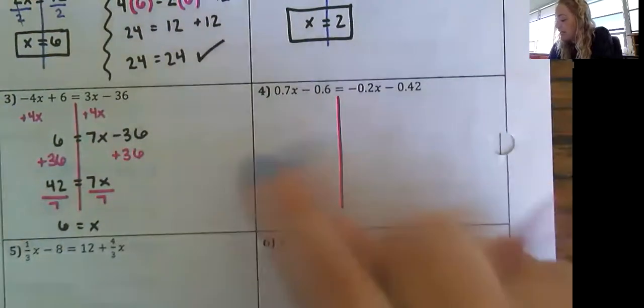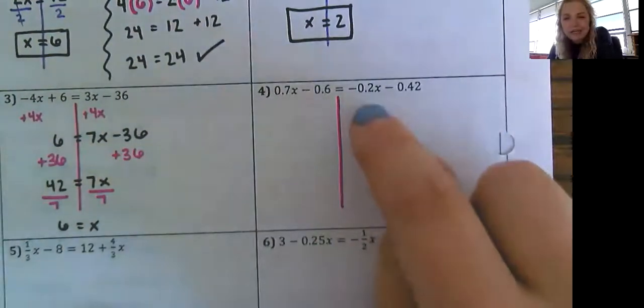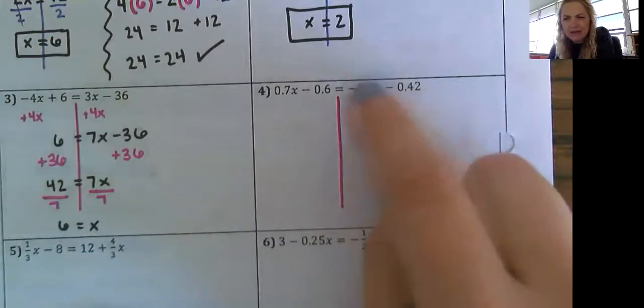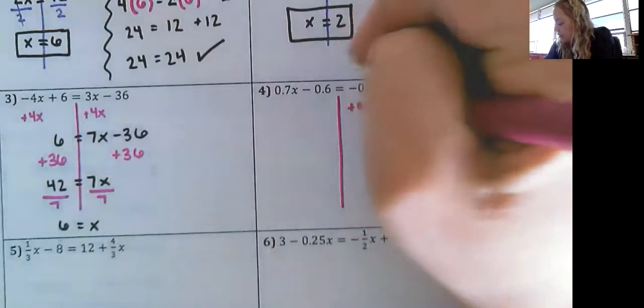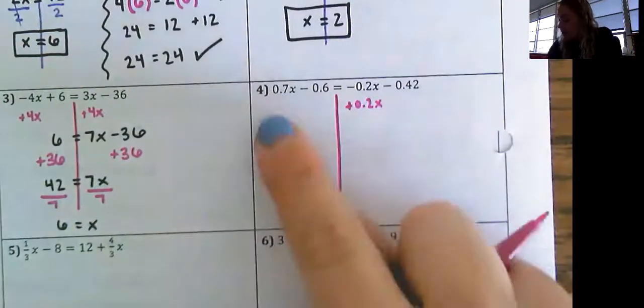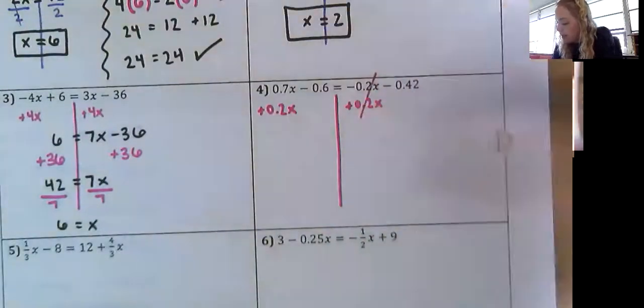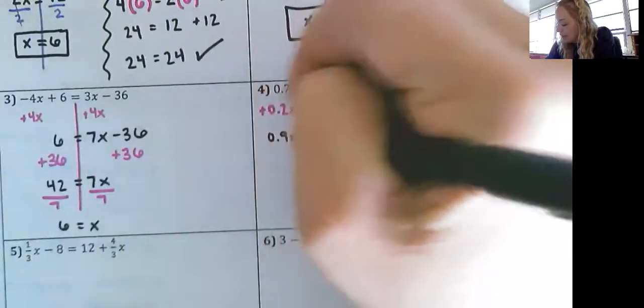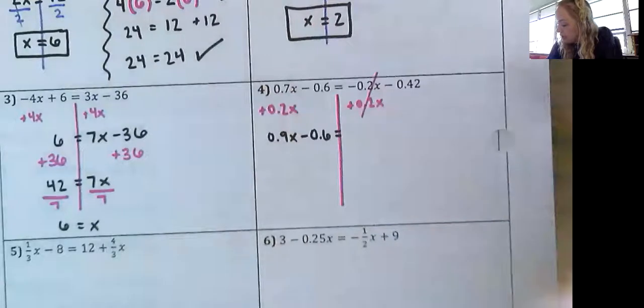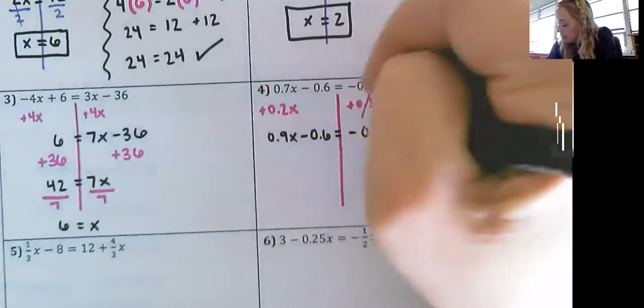So let's get all the x's to the same side. This negative 0.2x, I'm gonna get rid of that because I like adding instead of subtracting. So I can add 0.2x. I have to do the same thing over here, plus 0.2x. These are gone. 0.7 plus 0.2 gives me 0.9x minus 0.6 equals negative 0.42.